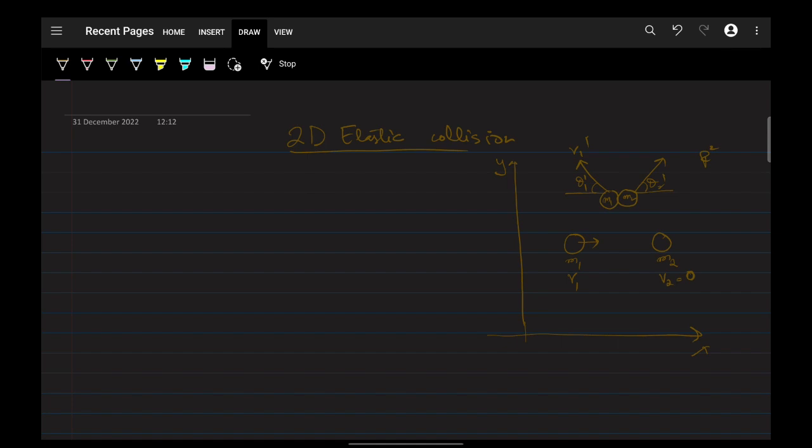So we know in order to solve a collision problem, we have to conserve two things: momentum and kinetic energy. Since momentum is a vector quantity, we can conserve it in the x direction and the y direction. As far as kinetic energy is concerned, it's a scalar quantity and it will have only one equation. So the number of equations we have is 1, 2, and 3 equations. So we have 3 equations.